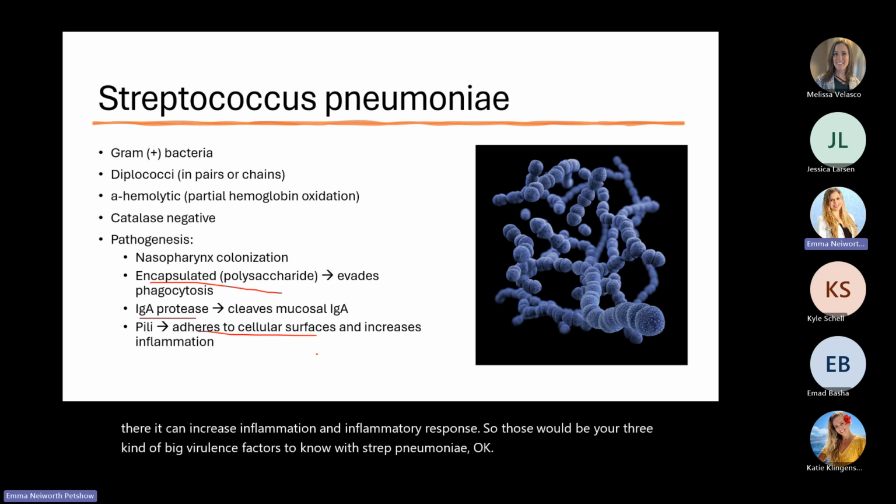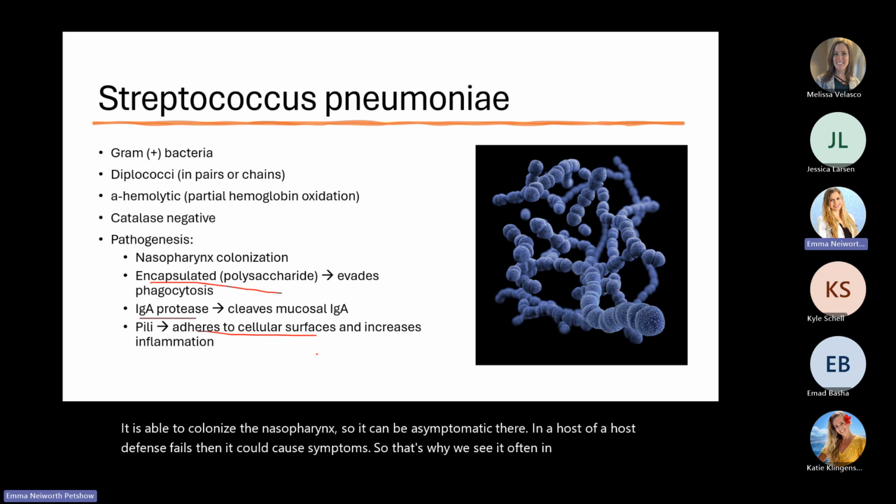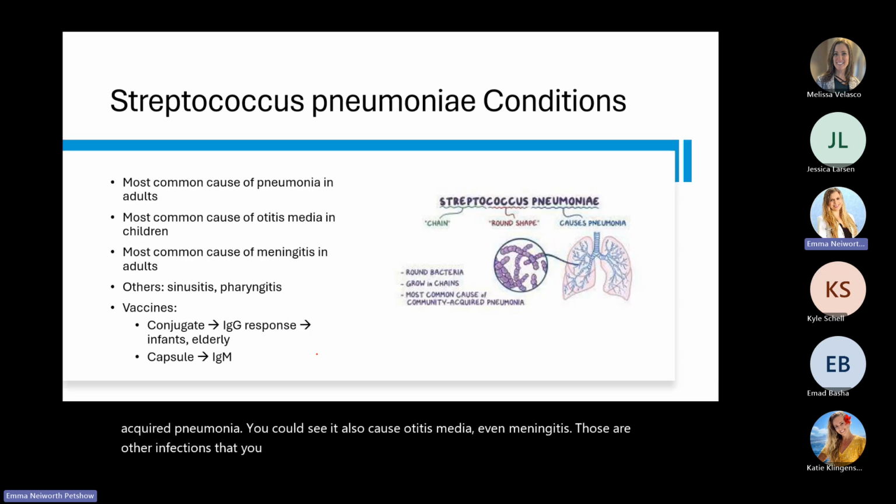It is able to colonize the nasopharynx, so it can be asymptomatic there in a host. If host defense fails, then it could cause symptoms. So that's why we see it often in community-acquired pneumonia. You could see it also cause otitis media, even meningitis. So those are other infections that you can see with Strep pneumoniae.